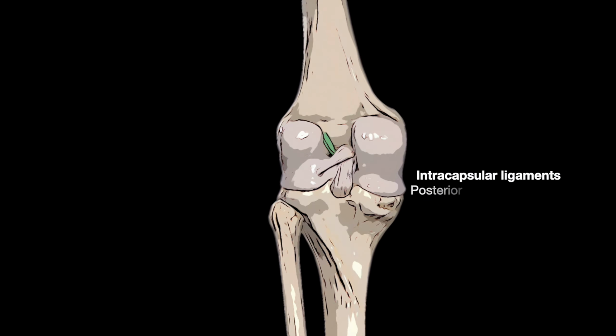The posterior cruciate ligament, or PCL, connects the posterior intercondylar area of the tibia to the anterior part of the lateral surface of the medial condyle of the femur. It prevents the femur from sliding forwards off the tibial plateau and is the primary restraint to posterior drawer of the tibia on the femur. It is also a secondary restraint to external rotation.